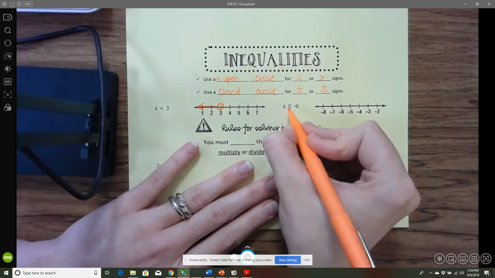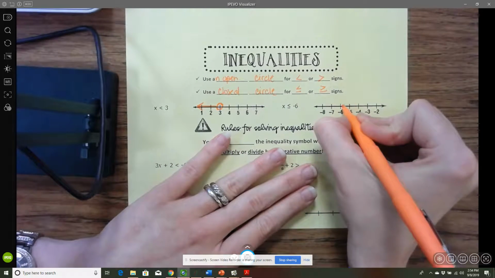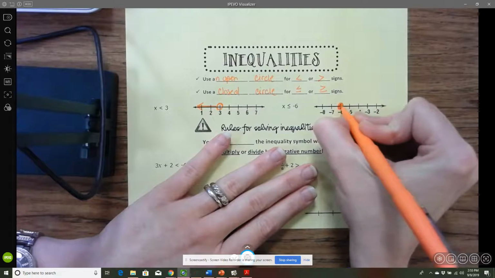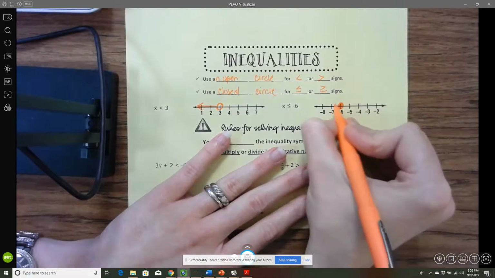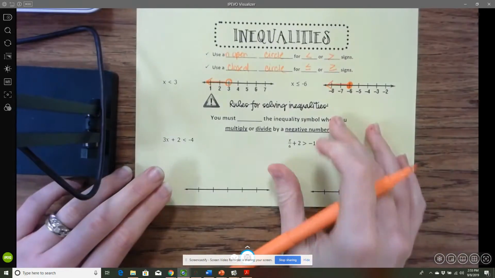So if I was going to do x is less than or equal to -6, I would do a closed circle on -6. And again, it's less than the -6, so the arrow would be to the left.